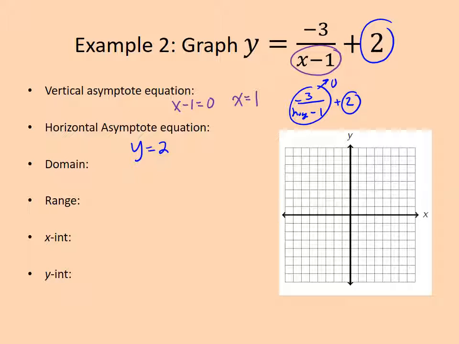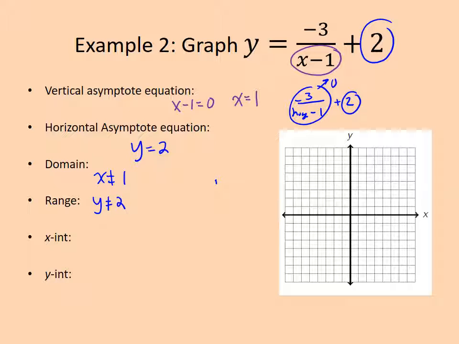The domain is always everything but the vertical asymptote. So in this situation, our domain is x does not equal 1. The range for simple rational functions is everything but the horizontal asymptote. So in this case, y does not equal 2.